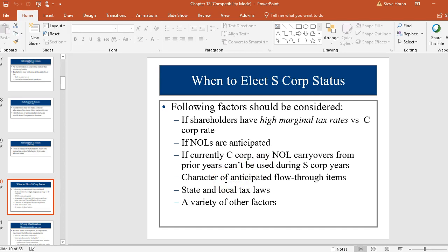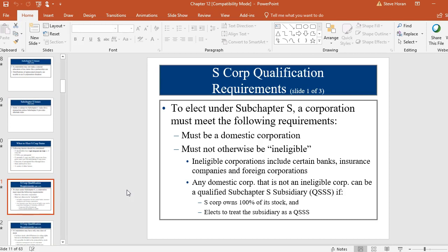What's the character of anticipated flow-through items? What will those flow-through items be? How will they affect the owner's personal tax returns? Obviously, state and local laws and some other things too. But in general, those are the big picture things to think through.